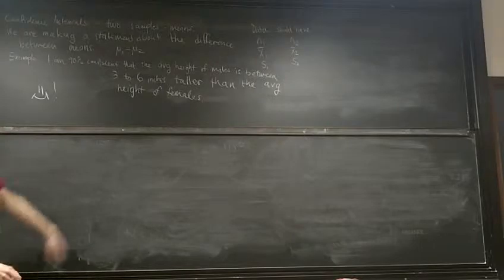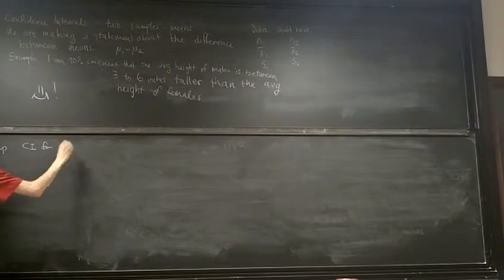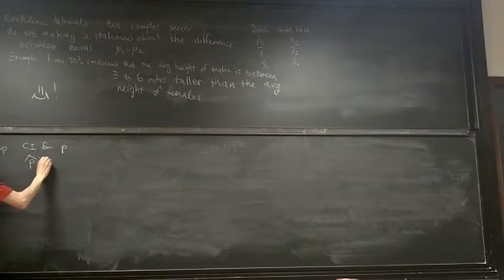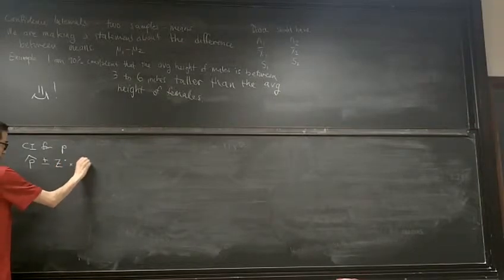Alright. You guys remember, so just recap. Confidence interval for proportions, for one proportion. We never did confidence interval for two proportions, and we're not going to. What did we do? We put in the middle, what did we put? P hat plus or minus Z star times the standard error.